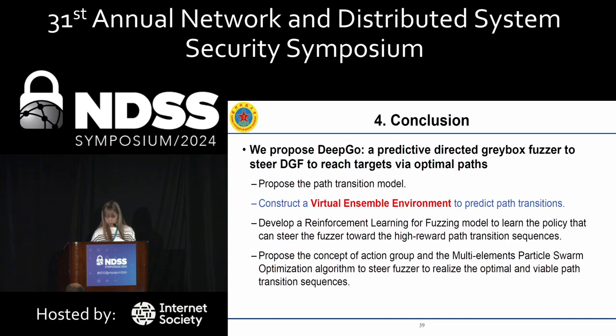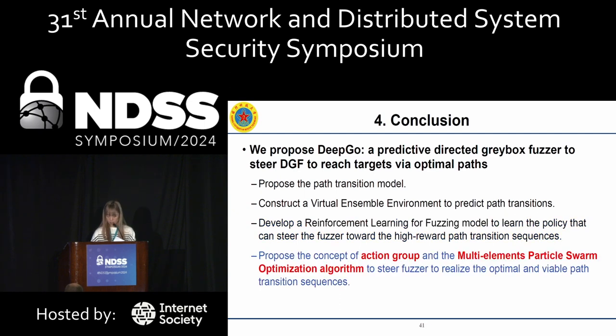Based on the path transition model, we construct a virtual ensemble environment to predict path transitions. Then we develop a reinforcement learning for fuzzing model to learn the policy that can steer the fuzzing towards the high-reward path transition sequences. Finally, we propose the concept of action group and the multi-element particle swarm optimization algorithm to steer fuzzing to realize the optimal and viable path transition sequences.